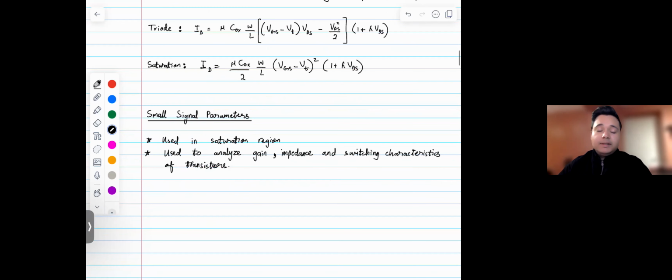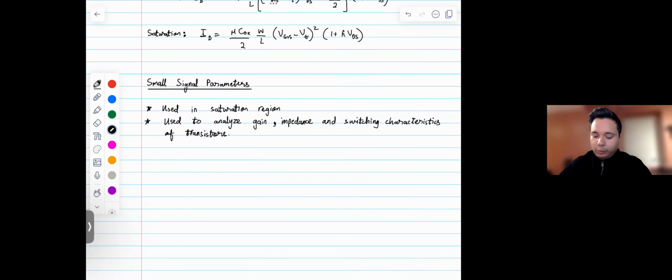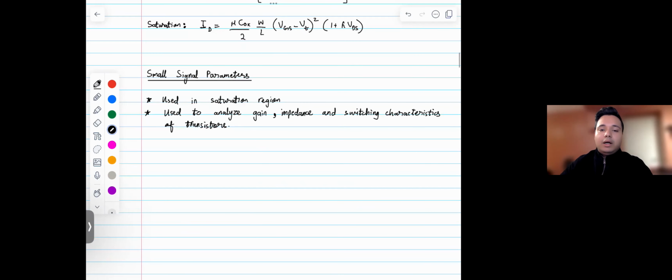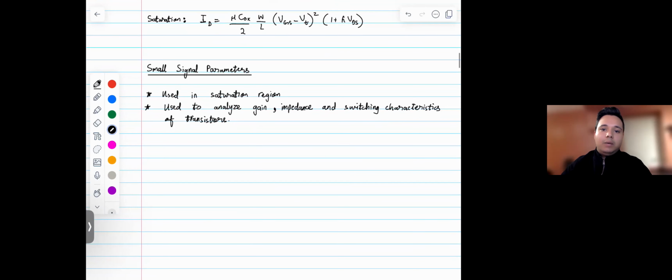However, the small signal model is a little bit different. When you're dealing with a small signal model, usually your concern is what is the gain of the circuit, or the impedance looking into a node, or switching characteristics of the transistors, and stuff like that. And you use this small signal model mostly in the saturation region. So when the transistors are parked into the saturation region, you have used the large signal model, and now it's time to use the small signal model to see the gain and impedance and all those sorts of things.